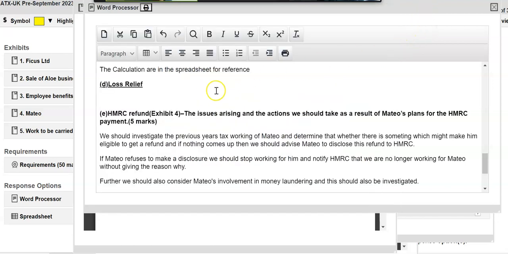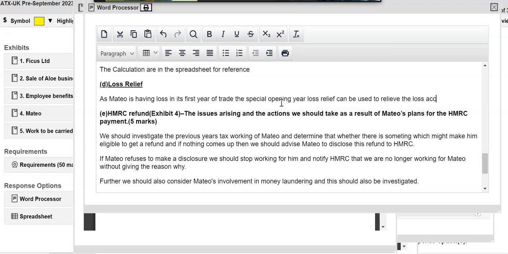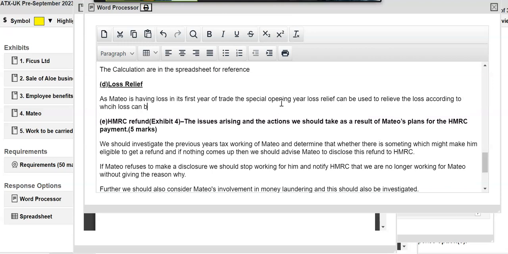So what was your answer? As Matthew is having a loss in his first year of trade, the special opening year loss relief can be used to relieve the loss, according to which the loss can be carried back against the total income of the previous 3 years on a FIFO basis. Oh, sorry, that is FIFO basis.